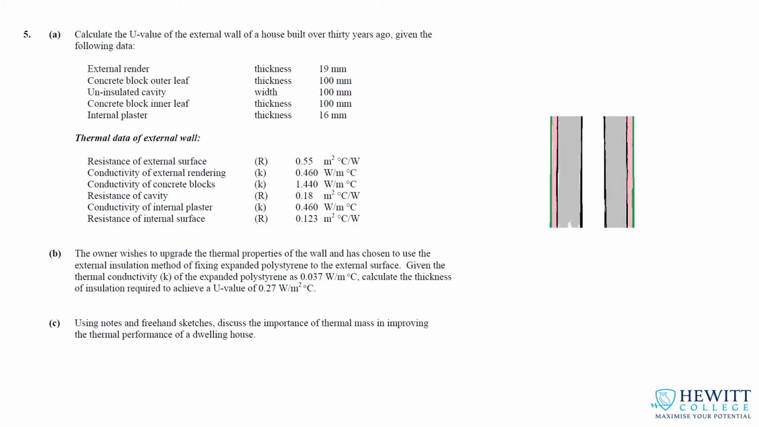The next thing is to draw a sketch of the detail that you're actually dealing with. The green layer on the outside is number 1, our external surface. Number 2 is our external render or plaster. 3 is the concrete block. 4 is the uninsulated cavity. 5 is our inner concrete block. 6 is the internal plaster, and 7 is our internal surface. It's very important to number them like that because it makes your table a lot clearer in the next step. So we start part A of the question.